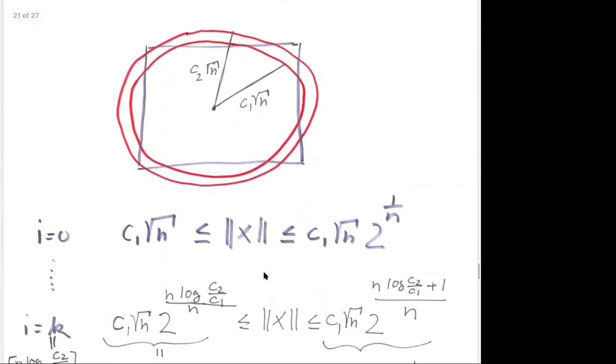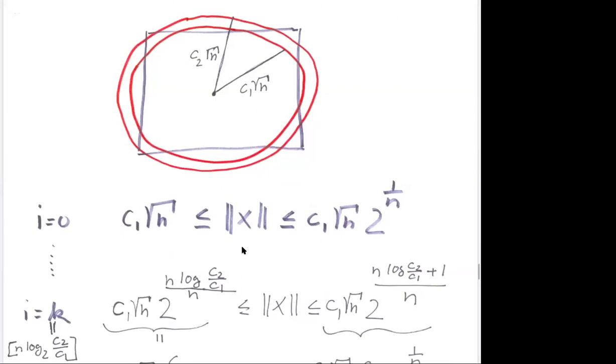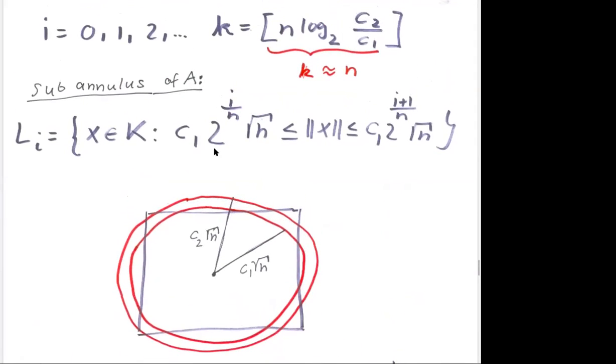What do we actually have? Well, if i is equal to 0, then we'll just end up at... because we march through the annulus in steps of order... maybe I should show the previous one. So we'll march through the annulus in steps. So i is equal to 0, we'll start at C1 root n. And then we march through the annulus in steps of order 2 to the 1 over n.